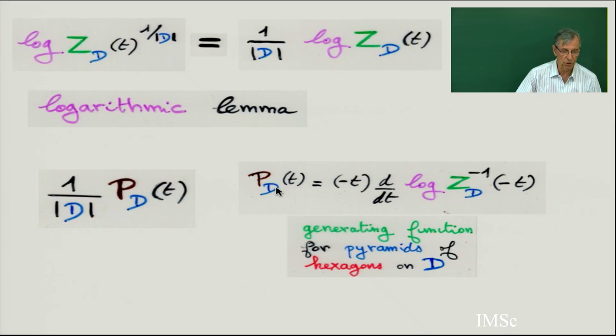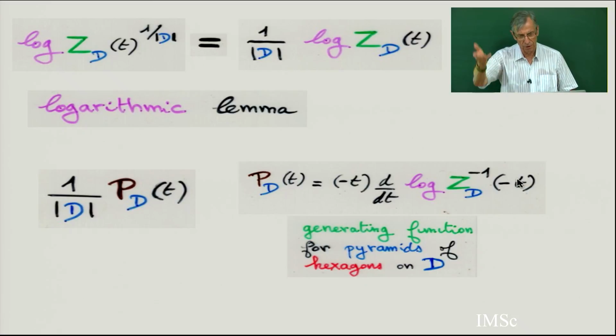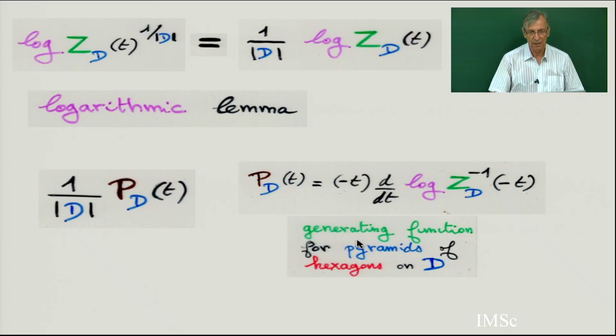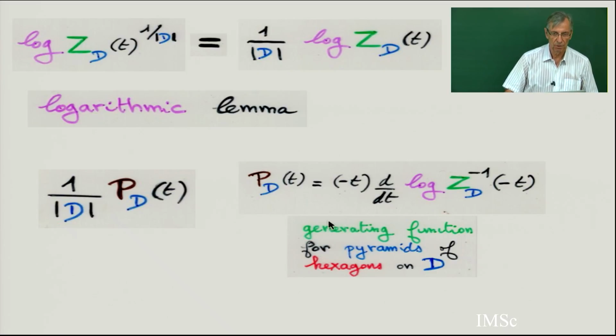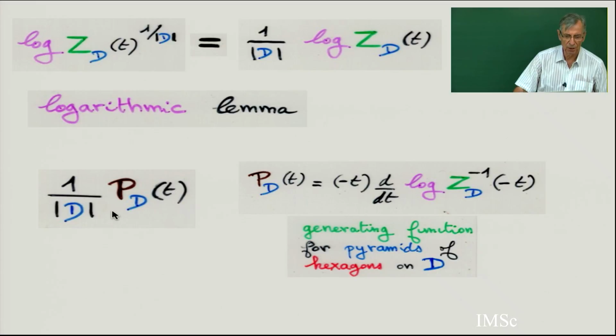So this is a derivative function for pyramids of hexagons on the domain D, up to the sign, it's minus T, the derivative of the inverse of Z, and replace T by minus T, to get the alternating derivative function of trivial heaps. So the inverse will be heaps. Taking T times the derivative will give me the pyramids. With this change of variable, this is a derivative function for pyramids of hexagons on D. And again, I have to take the mean of all derivative functions for all pyramids in the domain D. I did not give the complete explicit proof, but you can do it as an exercise.